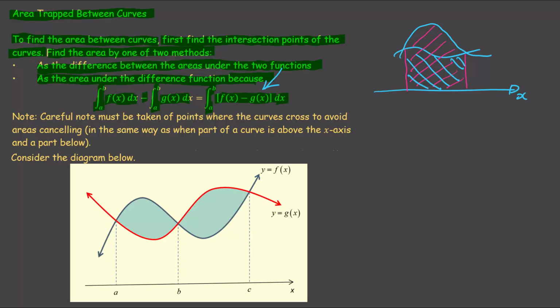Notice here that we're not really doing anything novel, because when you do the integral from a to b of f(x) dx, effectively you're doing the integral from a to b of f(x) take away 0 dx. Just don't write the take away 0, remembering that the x-axis is the line y equals 0. So you've always been doing the area between two curves. It's just that one of your curves has been the line y equals 0.